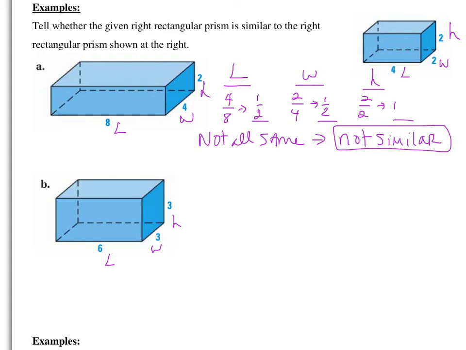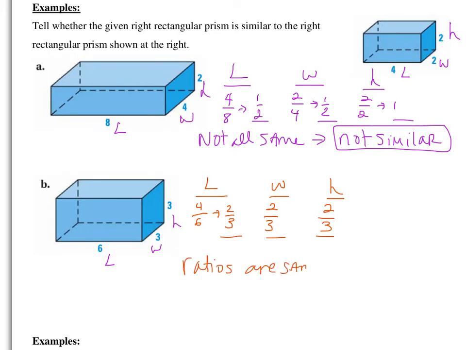Okay, for the next setup, we're going to do the same thing. We're going to do our lengths again. So 4 to 6 reduces to 2/3. Next, my width, old over new, is 2/3, that just stays 2/3. For the height, my old is 2, my new is 3. So if you notice, they are all the same, so the ratios are the same. So yes, they are similar. And that means our scale factor is the ratio that we just found, so it'd be 2 to 3.